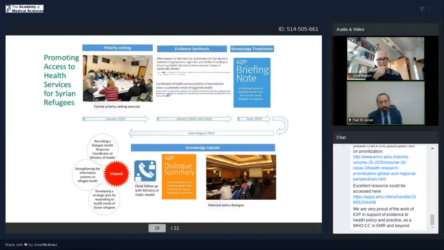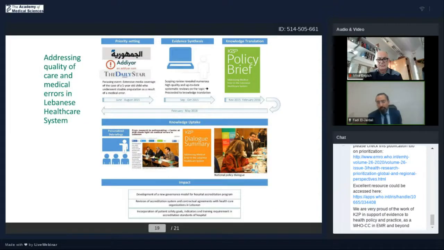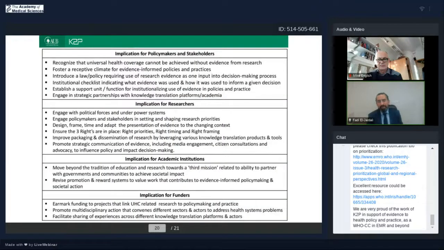Next slide. And these are just examples of how we use this framework to support the work being done to improve access to care for Syrian refugees. Next slide. We were able to influence the accreditation system when it comes to patient safety goals as a result of this type of approach. Next slide. And this is my last slide.